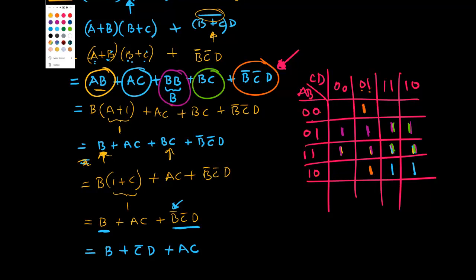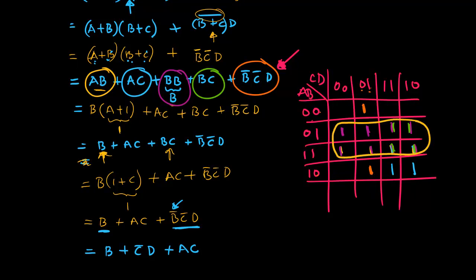So I want to circle the biggest group possible first. So I'm going to circle this grouping of 8. Okay, and when I'm finding the term that comes from that, I'm going to look at what stays the same in that encirclement. And we can see that both C and D change across those rows, and A changes, you can see here. The only thing that actually stays the same is this, which is B being 1. So that is going to give us the term B.